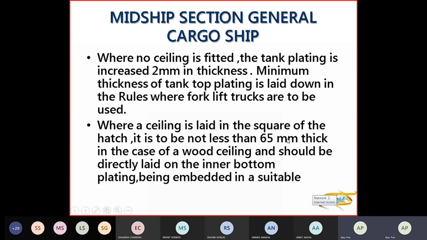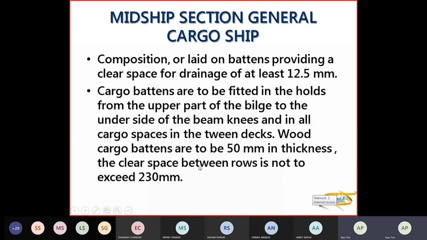So when the ceiling is laid in the square of the hatch, it should be not less than 65 mm thick in case of wooden ceiling, and should be laid directly on the inner bottom plating, being embedded in a suitable composition, or you can have battens of wood to provide a clear space for drainage of at least 12.5 mm.